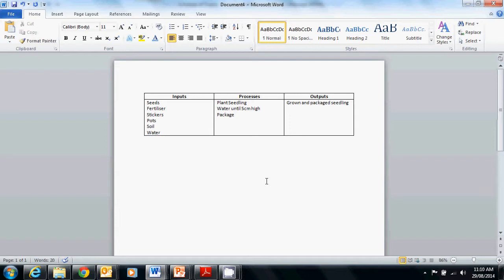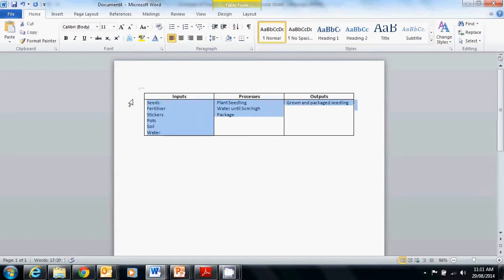Wouldn't an output be like? Ah, okay, I see. In a service, an output might be what you're selling. Yeah, that's right, it might be the flight to Sydney or the hour of tutoring or whatever. In this case, it's the grown and packaged seedling, ready to go. I get it. Okay, so we're thinking of 3 different things.